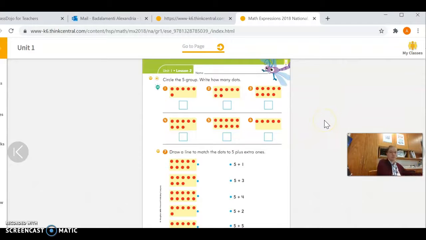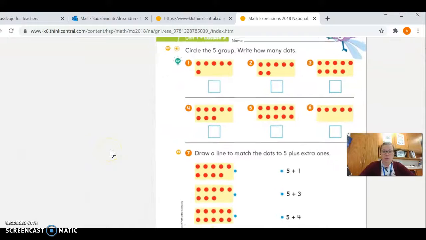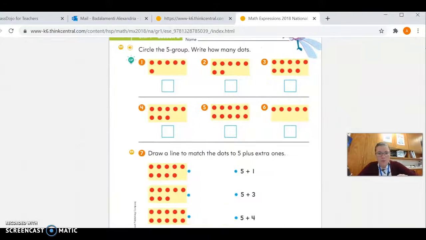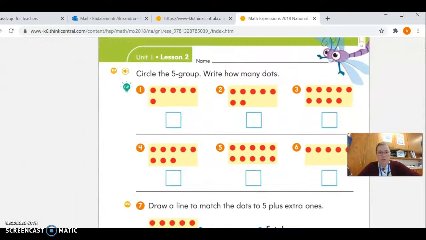All right. So what we're going to work on here is circling the 5 group and writing how many dots. So remember the 5 group is right on top there. I'm going to bring it up a little bit bigger. There we go. So your job here would be to circle this 5 group. So we're seeing the 5 group. So it's 5 and 1 more. 5 and 1 more is the same as 5 plus 1, and that would be 6.